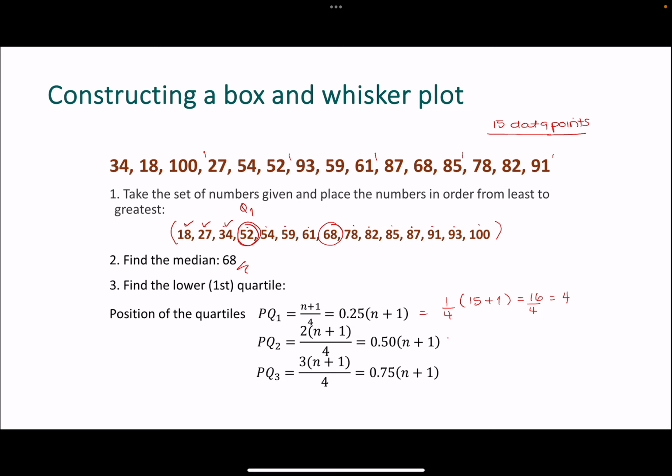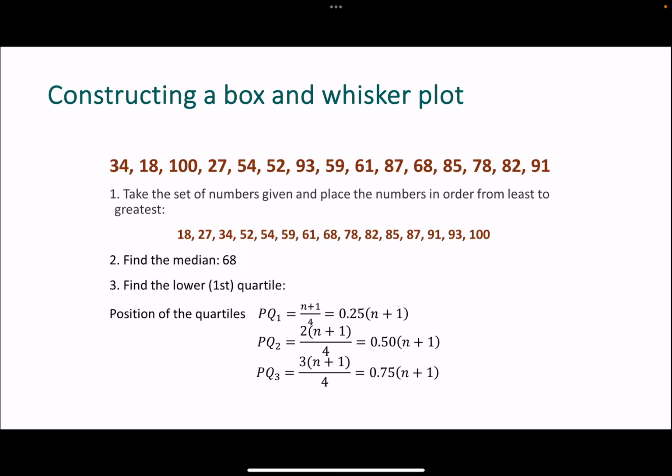So now I need the Q3. I know that the Q2 is the median, so I already got the median, right? So the Q3, it's going to be 3 over 4 times 15 plus 1. So I have 3 times 16 over 4. That is the position 12. So I go 1, 2, 3, 4, 5, 6, 7, 8, 9, 10, 11, 12. So this point is my Q3.